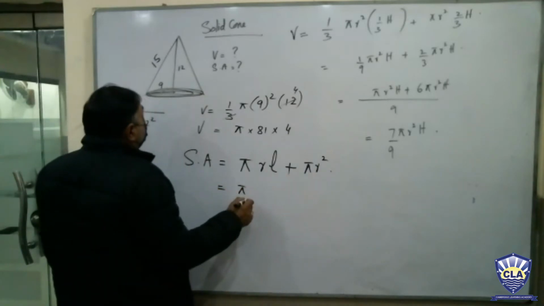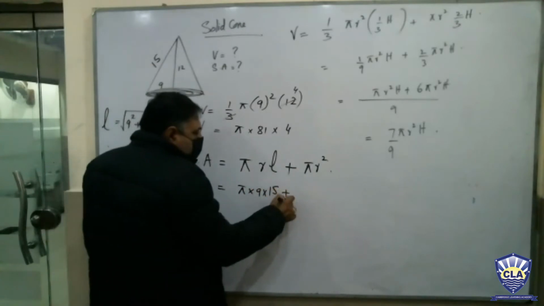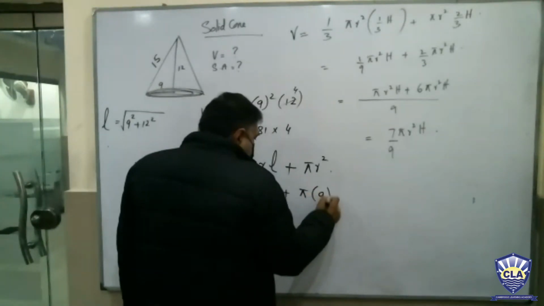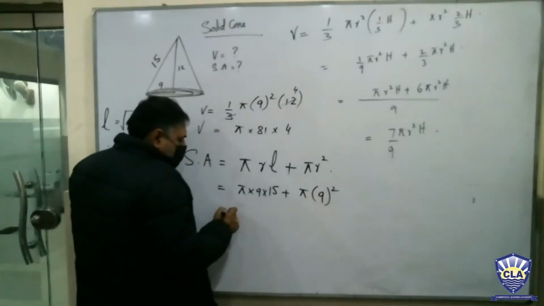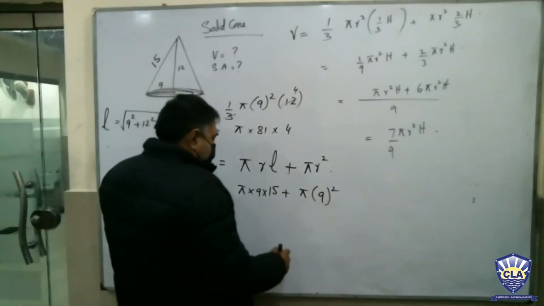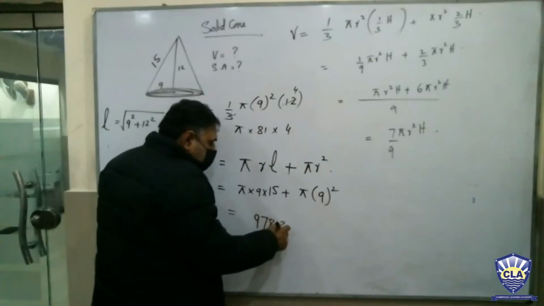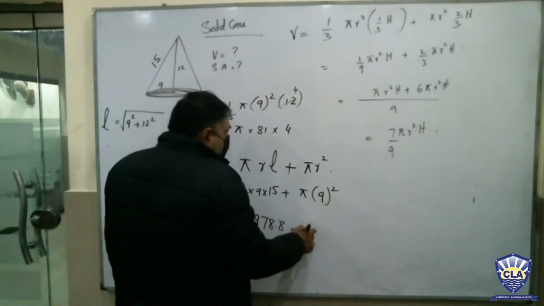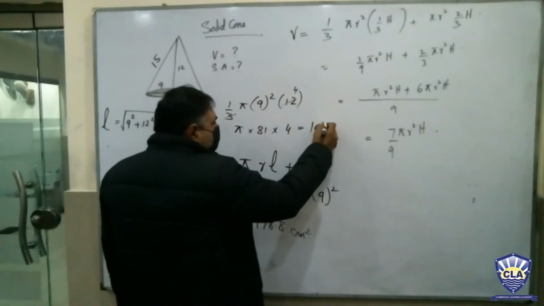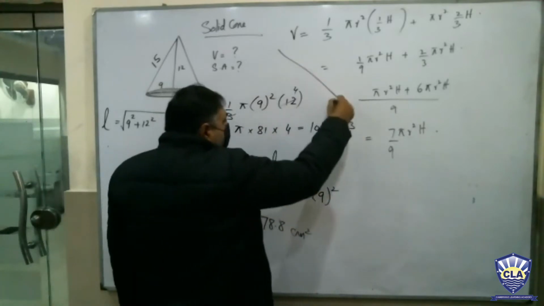π, what is r? 9. What is L? 15. Plus π, what is the radius? So, 978.8 centimeter square. And what is the volume? 1017.9 centimeter cube.